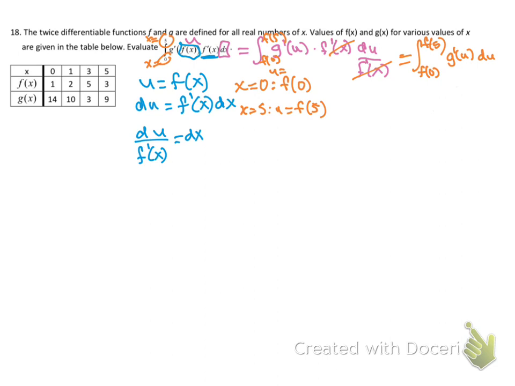So, if you really don't like the method that I'm doing here, by the way, if you're really confused by it, another option is to go through, label it as x equals 0 and x equals 5, and then you can substitute the f of x back in for u at the end.